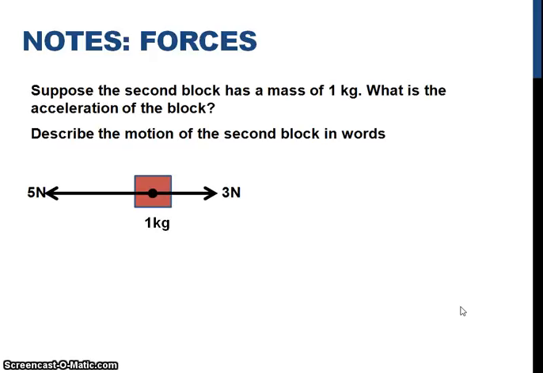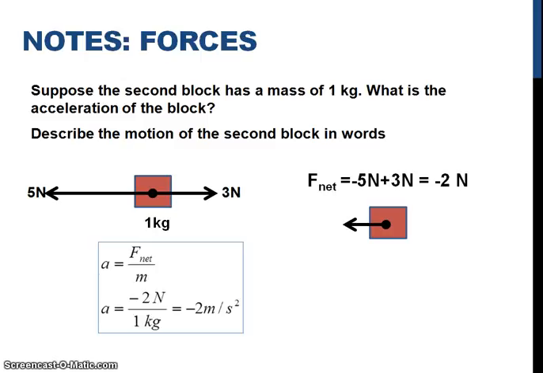Now, if we suppose that we know the mass of that second block, what would be its acceleration, and how could we describe the motion? So we already found the net force to be -2 newtons, so then we can use the equation acceleration is equal to net force divided by mass, and figure out that -2 newtons divided by the mass of 1 kilogram would give us an acceleration of -2 meters per second squared.